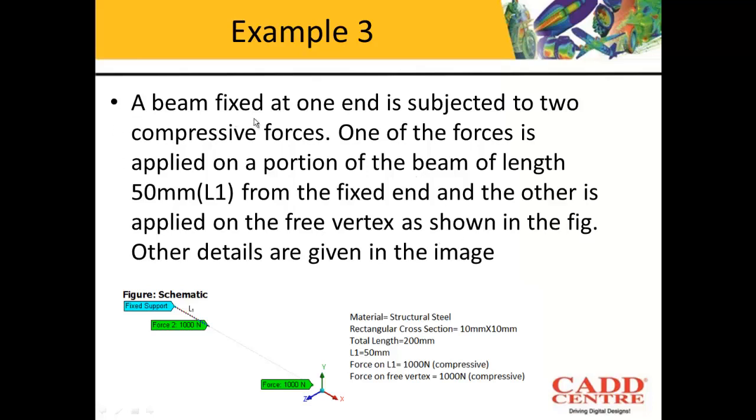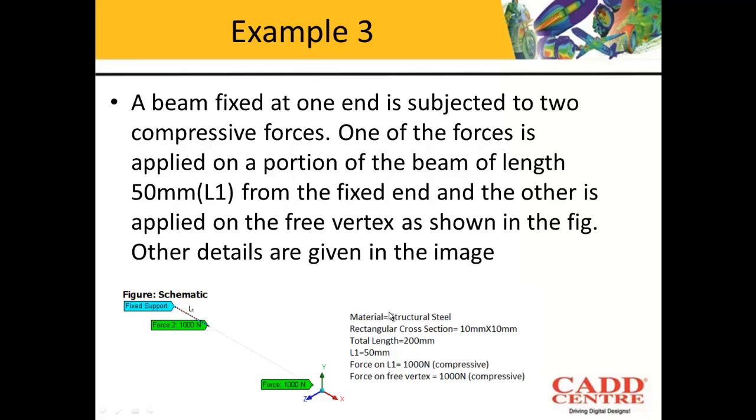We have a beam which is fixed at one end and it is subjected to two compressive forces. One of the forces is applied on a portion of the beam of length 50 mm from the fixed end and the other is applied on the free vertex. The values of the forces are given over here. Force 1 and force 2 are both 1000 newtons and they are acting in the compressive direction.